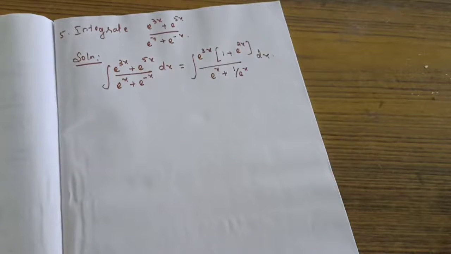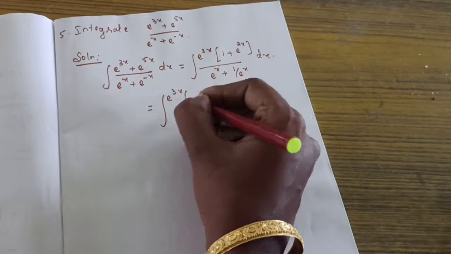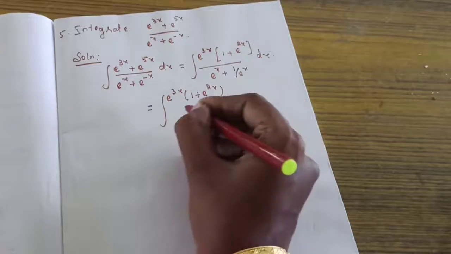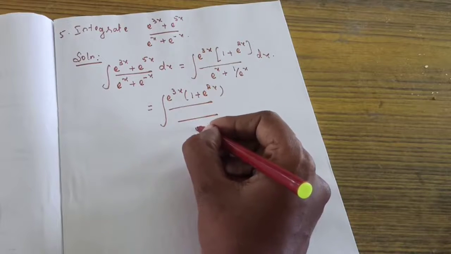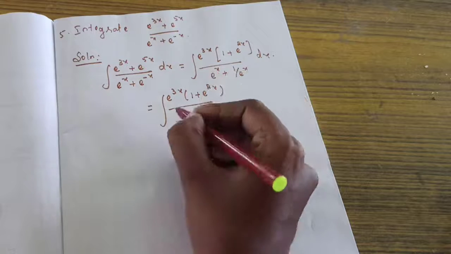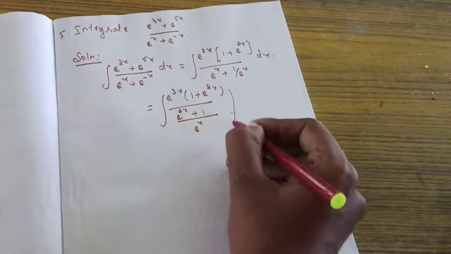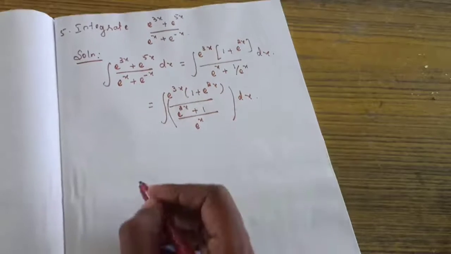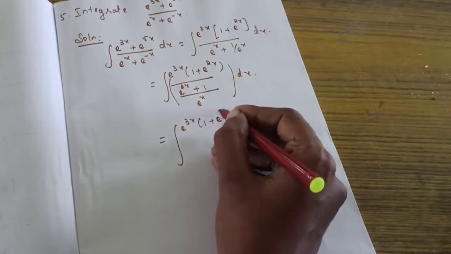So what I did in this step: in the numerator I have taken e power 3x outside. In the denominator, e power minus x I wrote as 1 by e power x. So that is equal to the integration of e power 3x into 1 plus e power 2x divided by, shall we take the LCM for the denominator? e power x is the LCM. So e power x into e power x, e power 2x plus 1, dx.